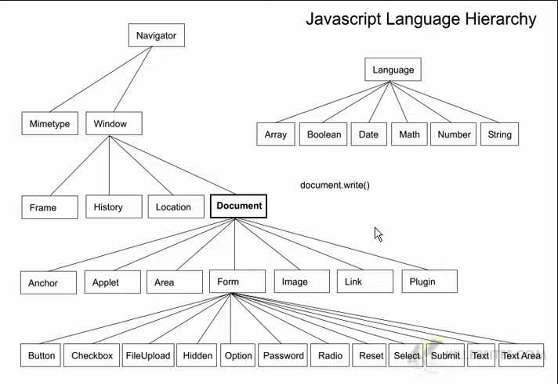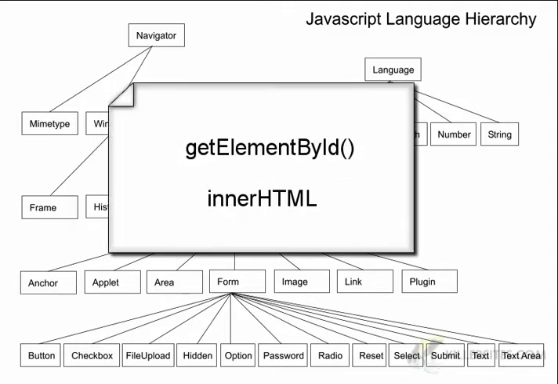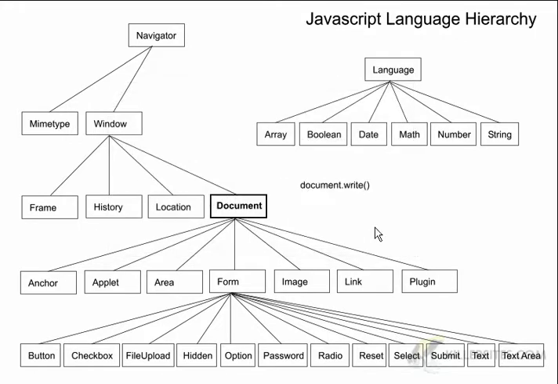Something called the getElementById function, very important function. Let me say that again, the getElementById function. And we're going to look at a very important property called innerHTML. With these two very important tools, we will be able to create a JavaScript toggle menu very easily.